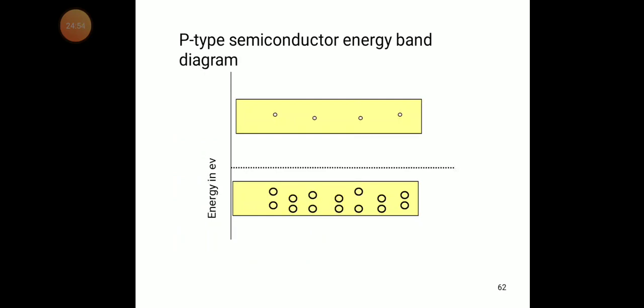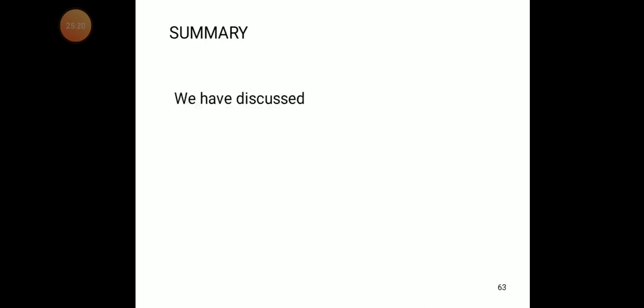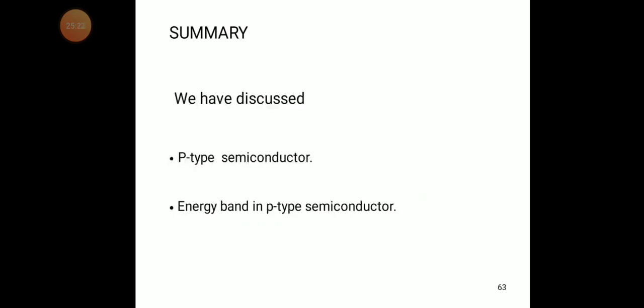In the P-type semiconductor energy band diagram, in the conduction band we may have a small number of electrons, but in the valency band we have a large number of free holes. So that's why the Fermi level lies nearer to the valency band. So this is about the P-type semiconductor and the energy band in a P-type semiconductor.